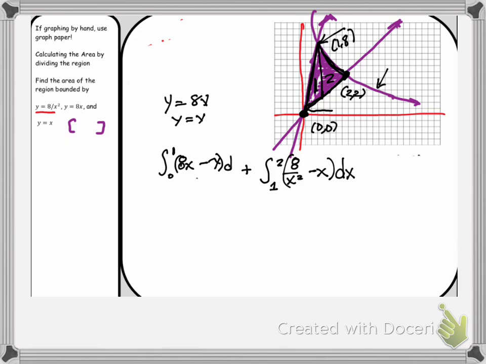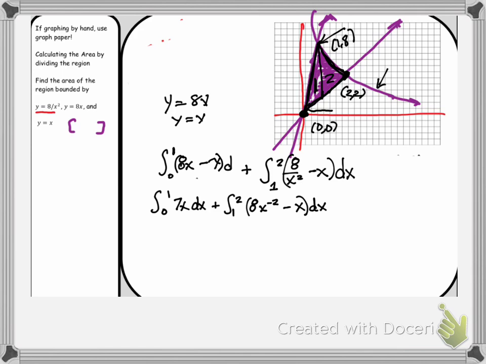Okay, so let's see, I have them written out. This would be, simplify it, 0 to 1 of 7x dx. That's nice. Plus 1 to 2. And let's put this all together in one. Well, no, I think it'd be easier to do it separately. This is 8 x to the negative 2 minus x dx.